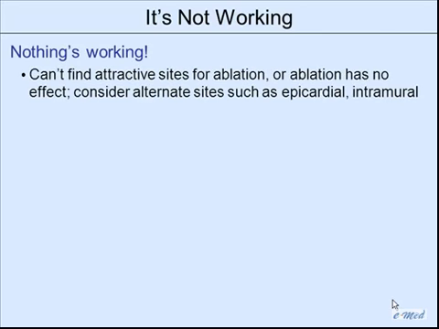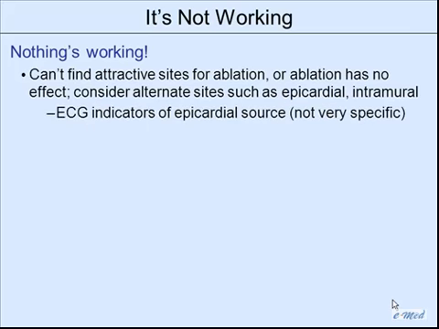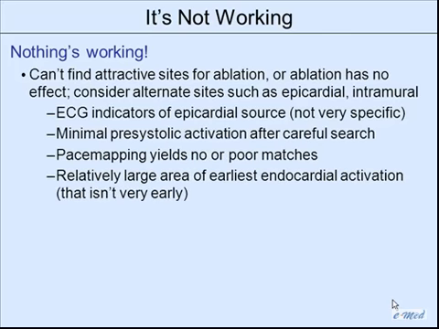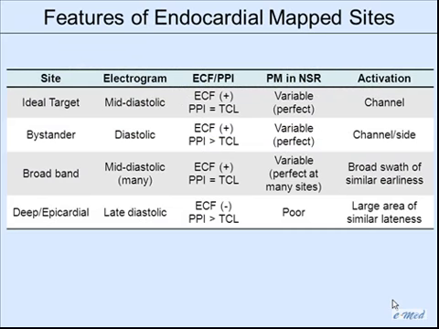Well, sometimes all your techniques are not working so great. You can't find very good sites on the endocardium, so you have to consider alternate sites. There are some ECG indicators, certainly in absence of structural heart disease, but I haven't found anything that's very reliable in the presence of structural heart disease that says it's epicardial or not. Sometimes you just don't have any of these things that look very good. Minimal pre-systolic activation, large area of earliest endocardial activation, and these are some predictors of why it might be a broadband isthmus or deep in the muscle or epicardial.